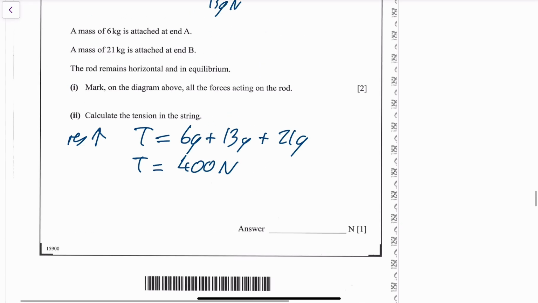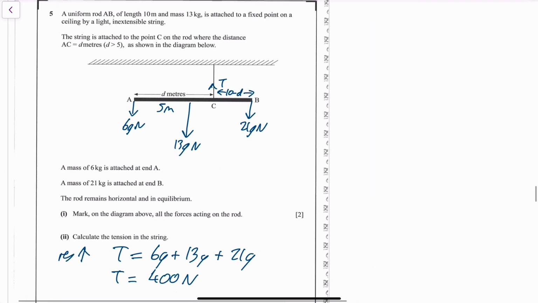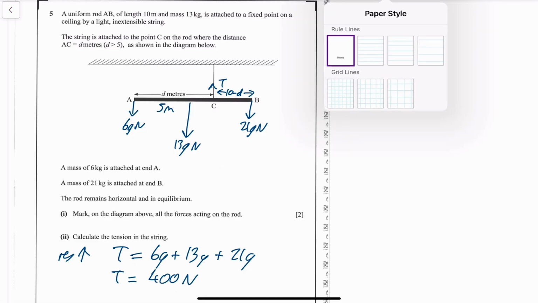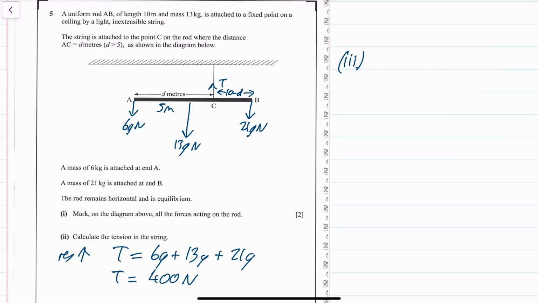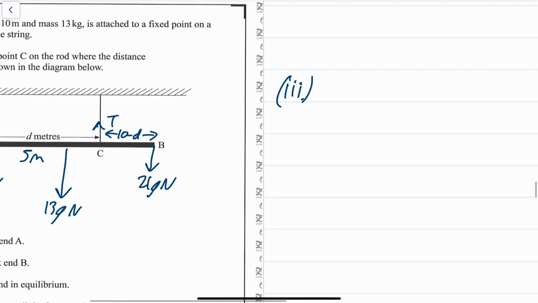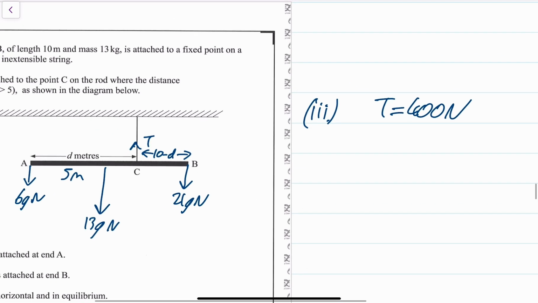Next bit says calculate the value of D. I'm going to do this up here. This is my part 3. We've got to find our value of D. Let me give myself a little horizontal line to help my terrible handwriting. We now know T is equal to 400. And what else do we know? Right, as I said there, normally what you would do is you take moments about this point here, about the C in this one, about where it's hanging from basically, and do clockwise equal anti-clockwise.